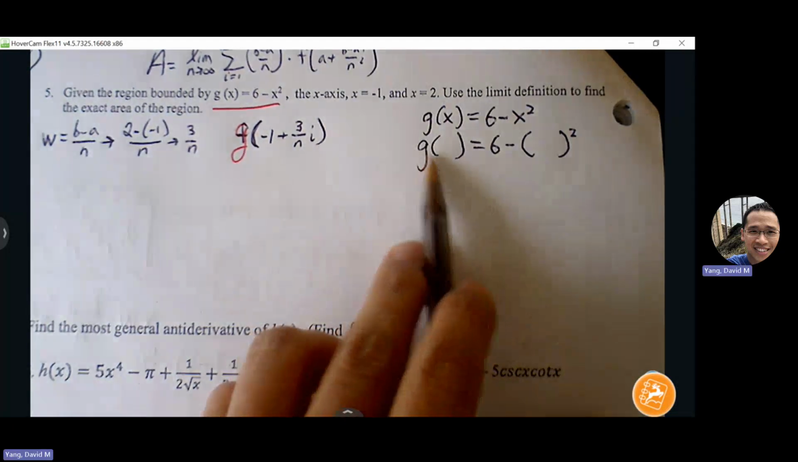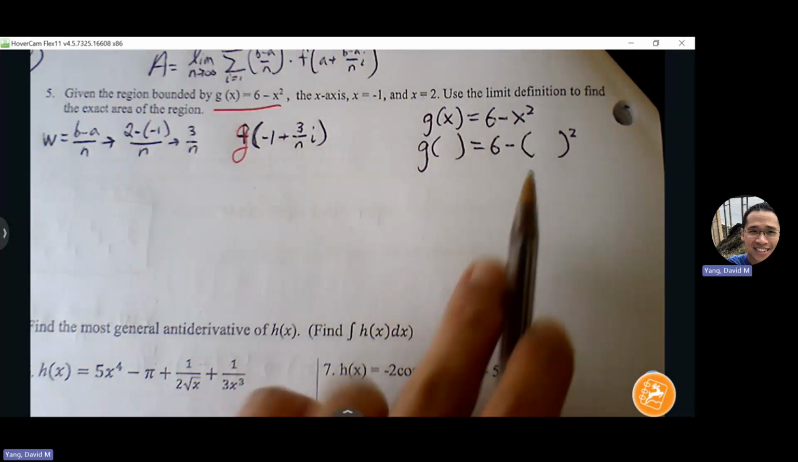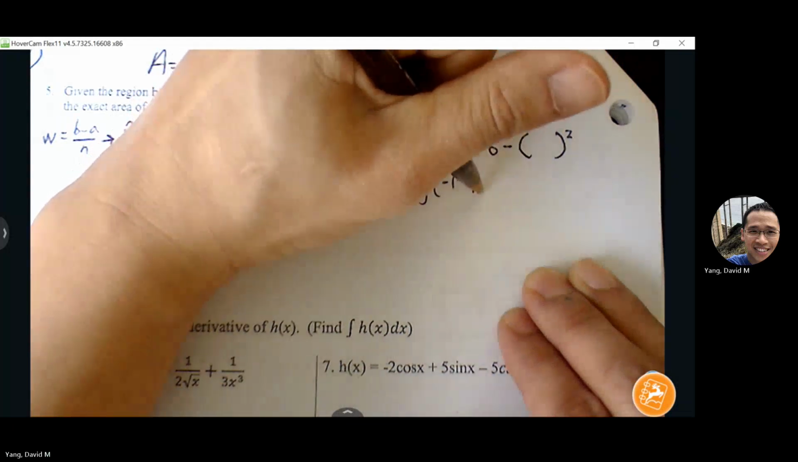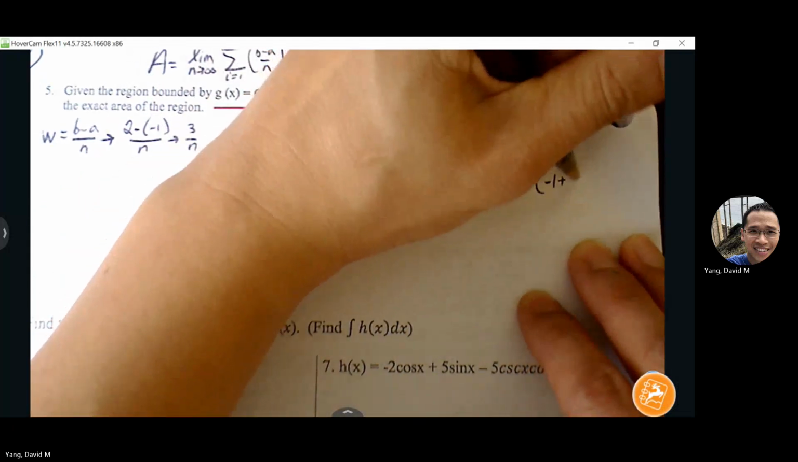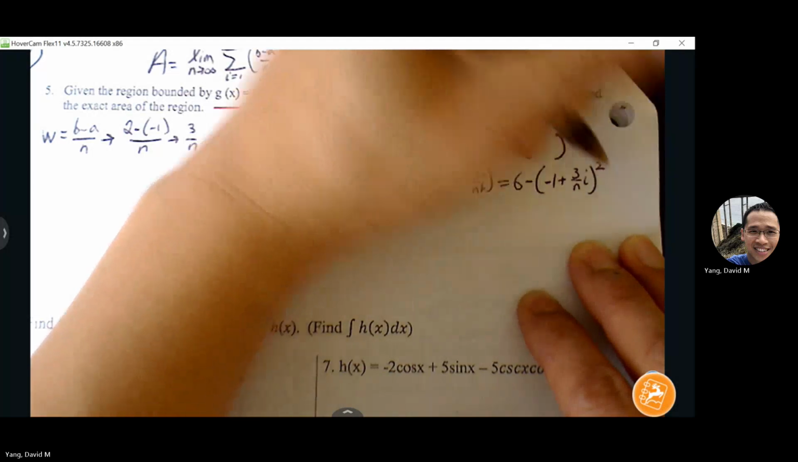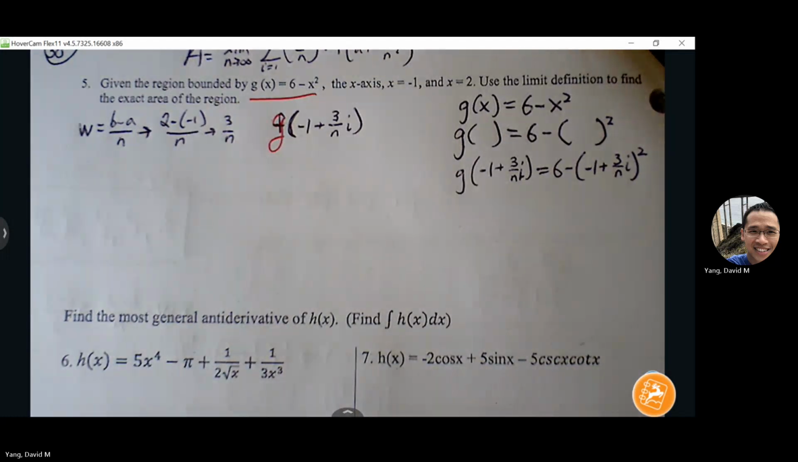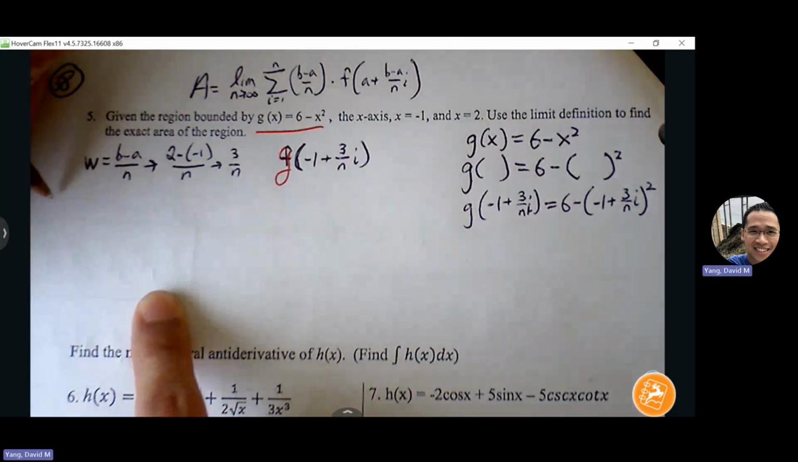Now, that -1 plus 3 over n, you're going to know exactly where it goes because it's going to go in the set of parentheses that you created from your function. Right, so now we can start inserting into our formula and then start building this out.